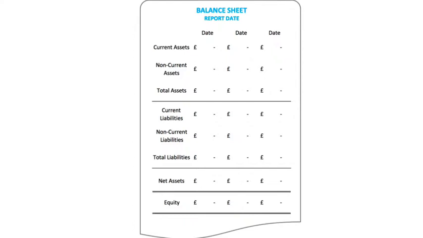Your current assets will be your short-term assets. Assets which you'll have in use for less than one financial year, whereas your non-current assets, or your fixed assets, will be in use for more than one financial year. This is the difference between current and non-current.